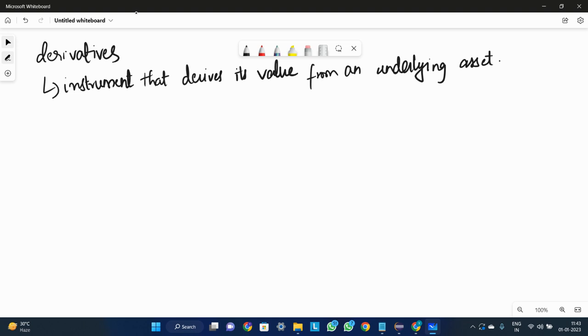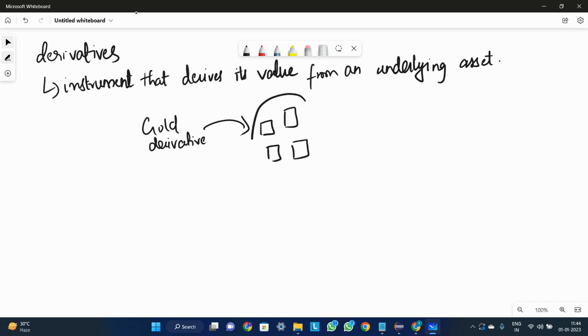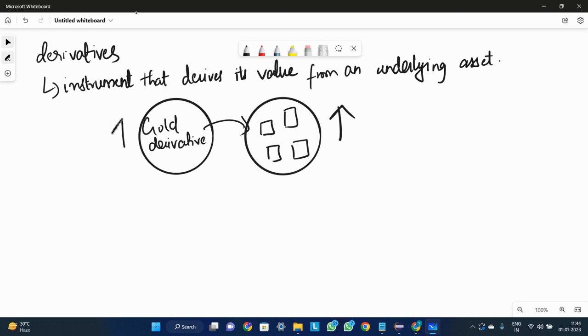For example, let's take a gold derivative. This gold derivative derives its value from the value of gold. A gold derivative can be used if you think that the gold value will be going up in the future, then you're betting that the gold value will increase. As this value increases, the value of your gold derivative also increases. It's as simple as that, right?